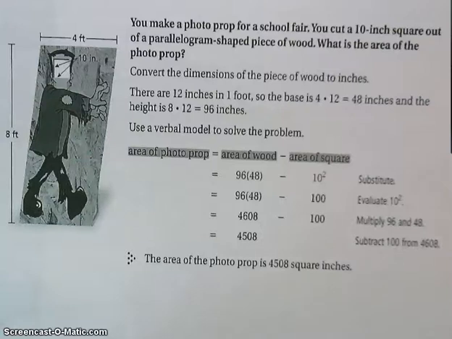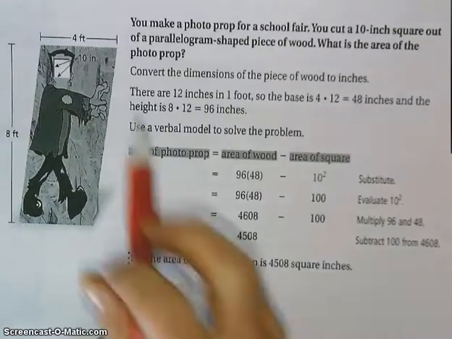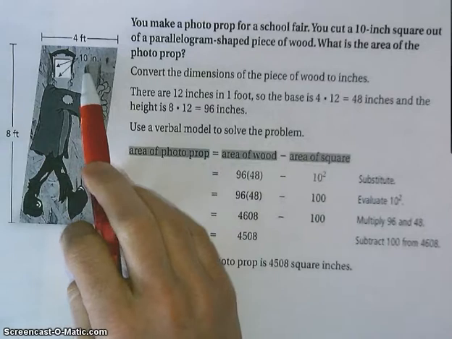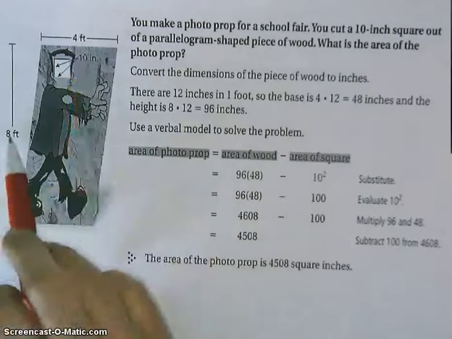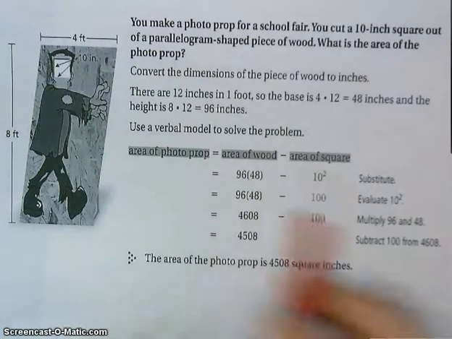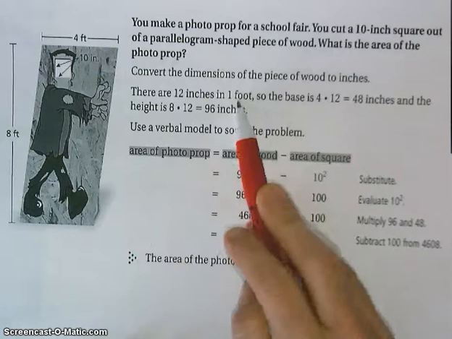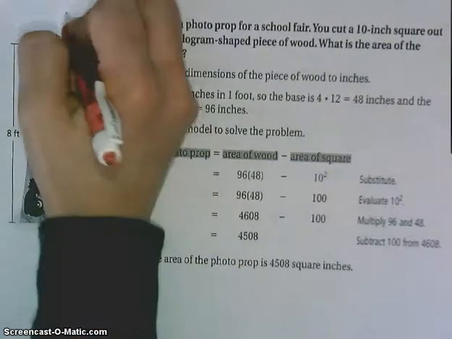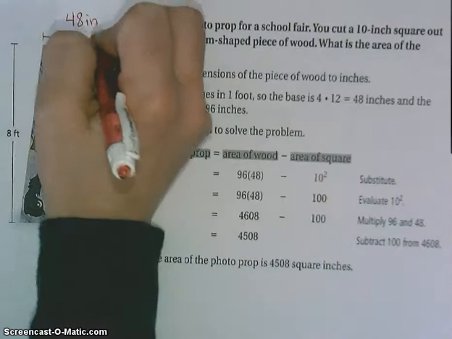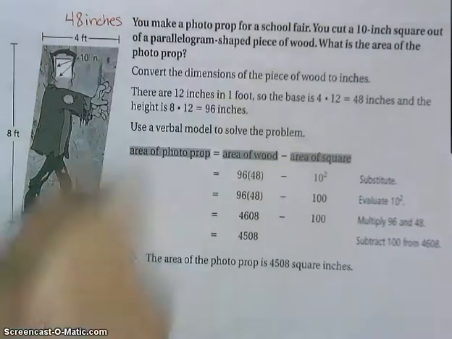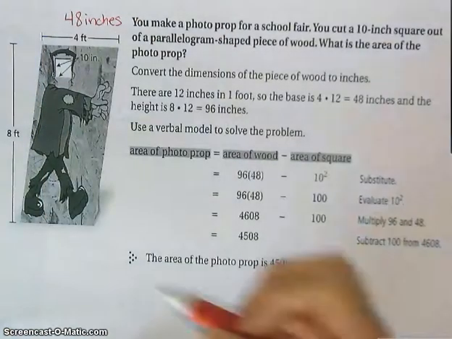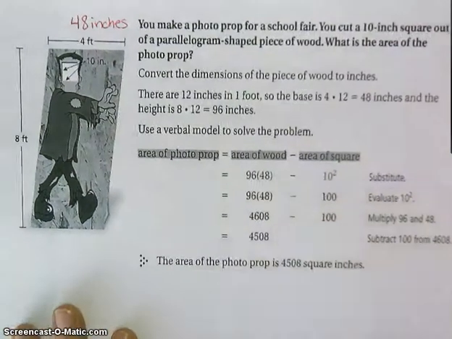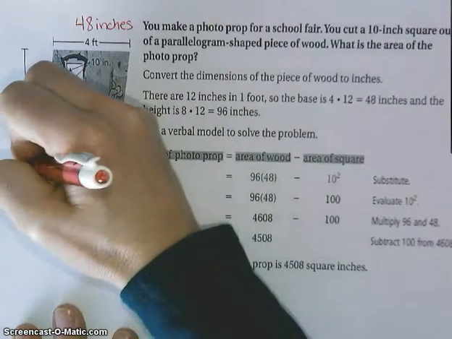So we need to get the units to be the same. Well, if I were to convert inches to feet, that's going to give me a fraction answer, and those aren't any fun. So let's convert feet to inches. As it says here, 12 inches in 1 foot, so my base is 4 times 12, which is 48 inches. And then the height is 8 feet, so 8 times 12 is 96 inches.